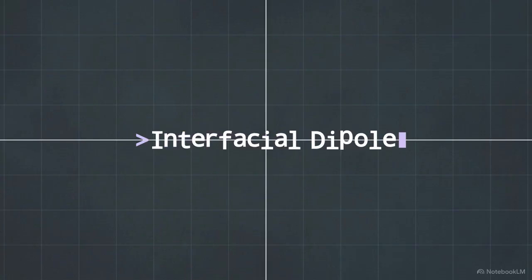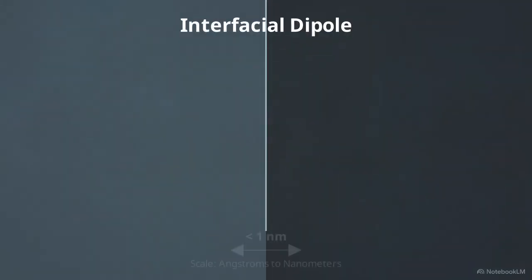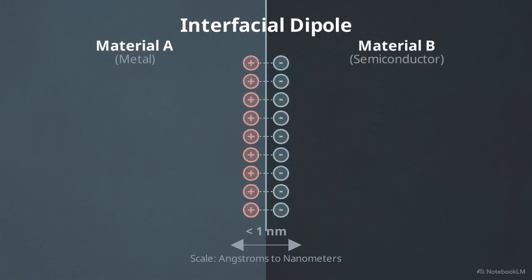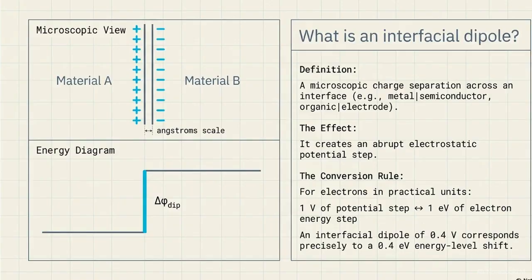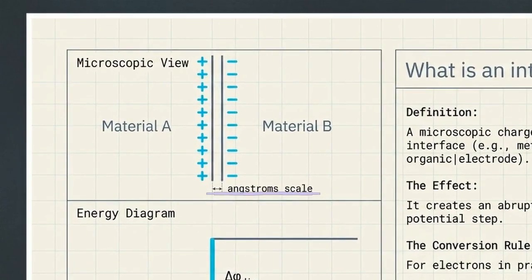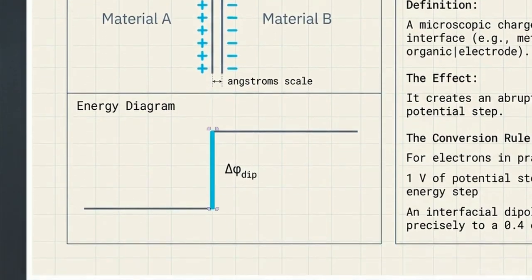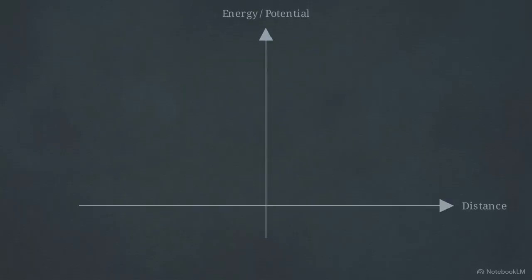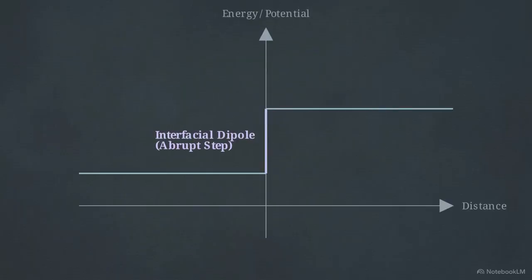This is a microscopic, tightly bound separation of positive and negative charges sitting directly across an interface, like a metal meeting a semiconductor. This diagram shows what an interfacial dipole does to local energy levels. Because the opposing charges are separated by such a minuscule distance, they create a sharp, abrupt electrostatic potential step. There is an immediate jump in energy right at the boundary. But that abrupt step is rarely the only thing happening at an interface.